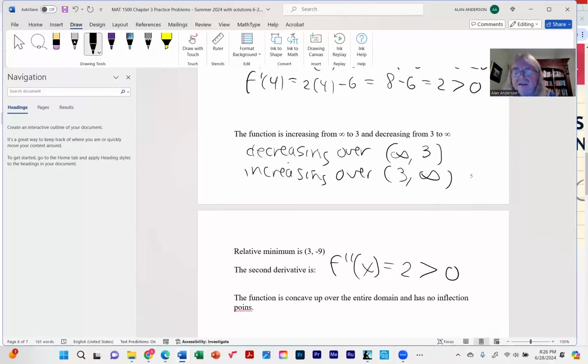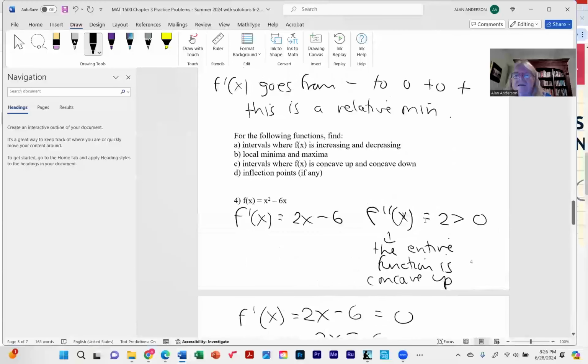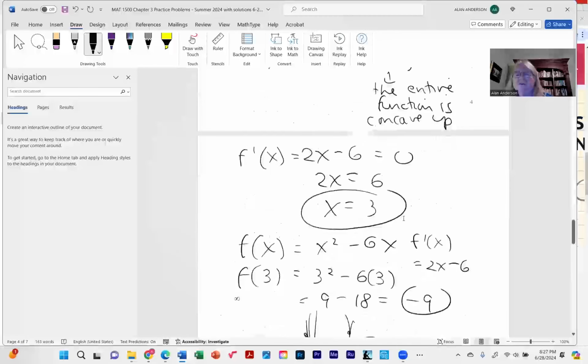Because that would imply that the sign of the second derivative is changing somewhere, but we can see clearly that it is not. Okay, so this one was pretty straightforward. I mean, it's basically a parabola that's facing up. And so it's pretty straightforward. The next one is a little bit trickier.